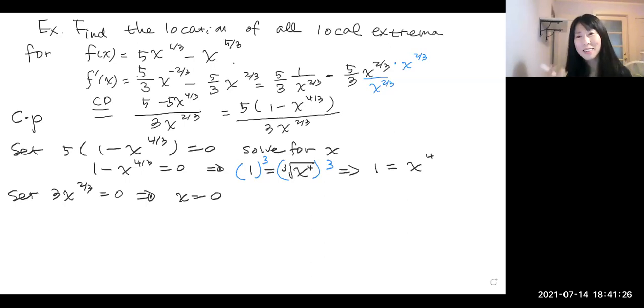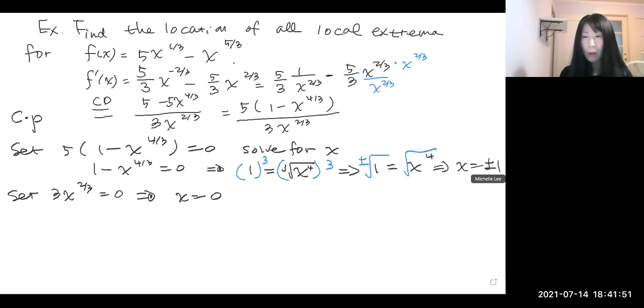You take the fourth root of both sides. The other side is plus minus, right? That's why I did not multiply the power at one time, because you might miss that, right? So this will be x equal to plus minus 1, okay? Now, we do sign analysis.